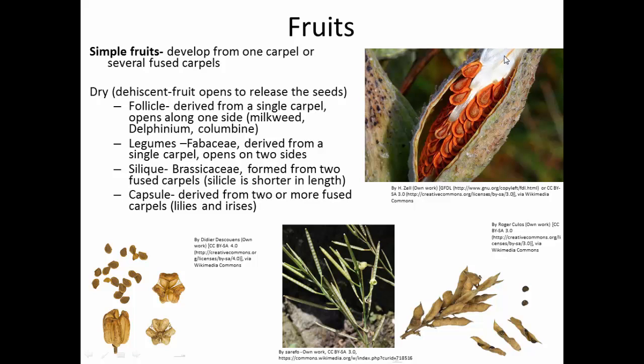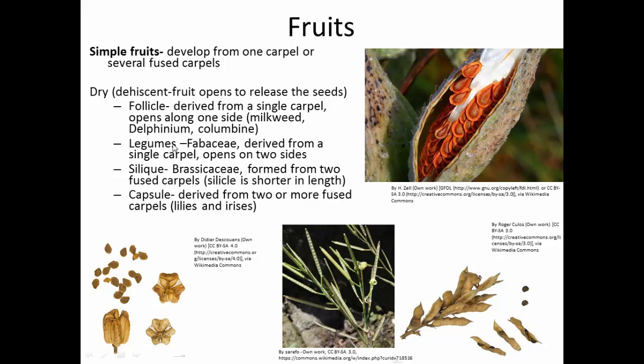This image is of a milkweed pod, and technically that pod or fruit is a follicle. It opens up to release these seeds with these feathery, stringy-like appendages that allow them to catch the wind. Other examples of local plants that generate follicles include delphinium and also columbines.